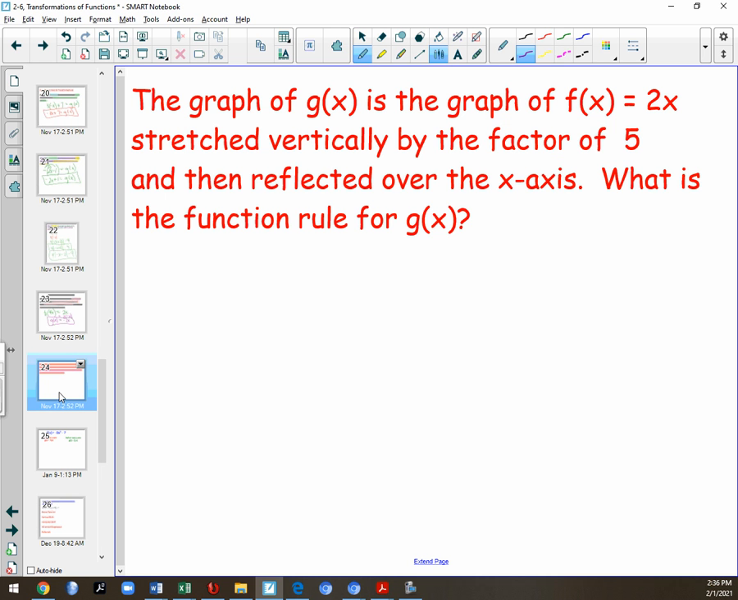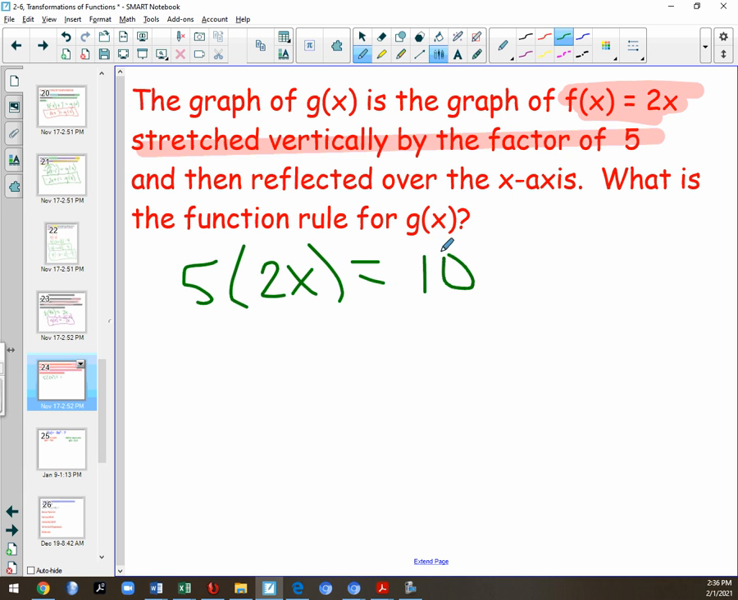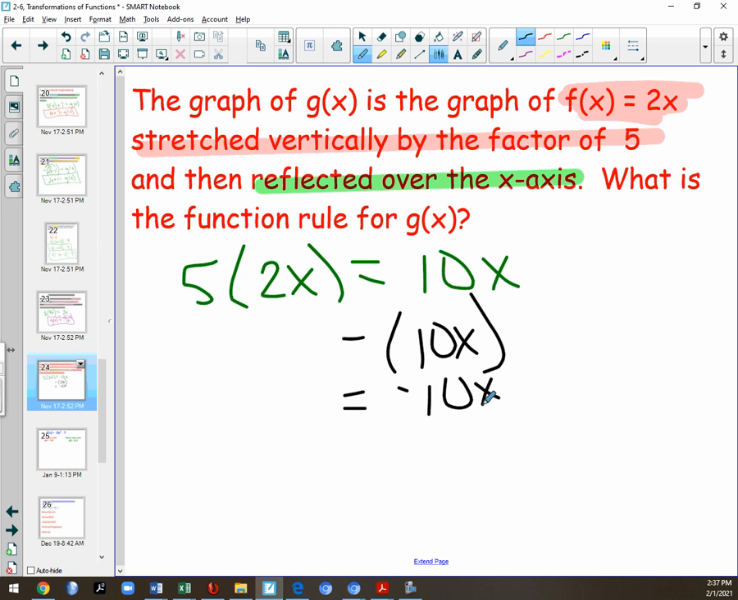The graph of g of x is the graph of f of x equals 2x stretched by a factor of 5. So here we go again. I'm going to take 5 times 2x to give me 10x. Then it is going to be reflected over the x-axis. So if I'm reflecting that over the x-axis, I'm going to simply multiply that by a negative on the outside to give me negative 10x. And that is your new function rule.